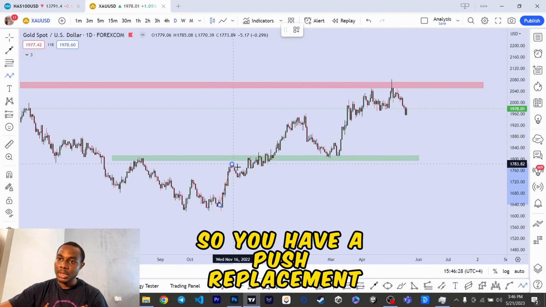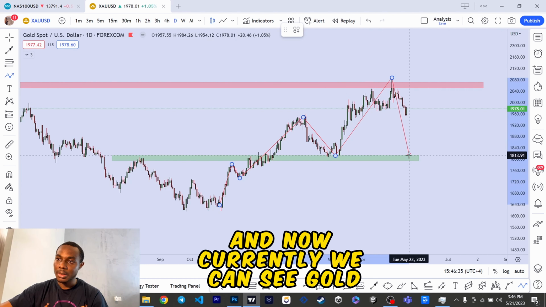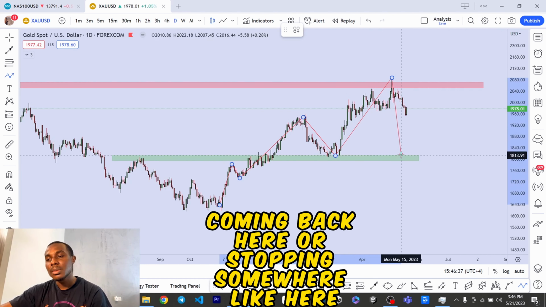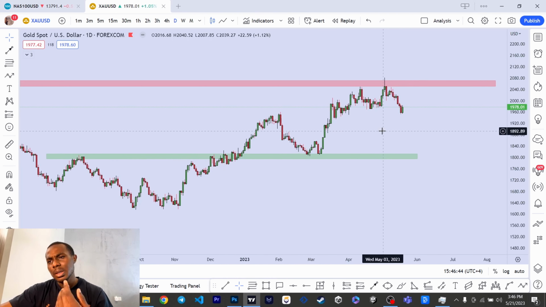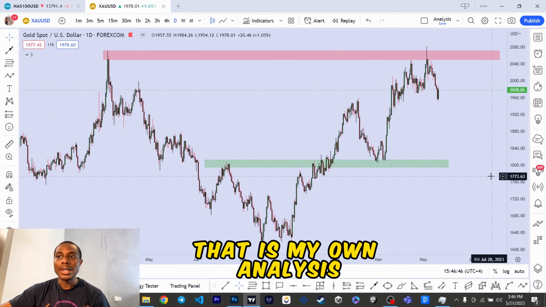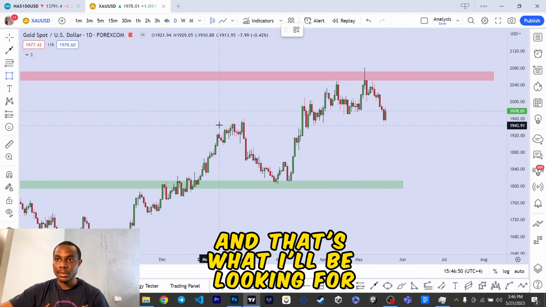So you have a push, a retracement, a push, a retracement, a push, and now we can see gold coming back here or stopping somewhere like here, then to get a push up and continue going to the upside. That is my own analysis, and that's my own bias on gold, and that's what I'll be looking for also.